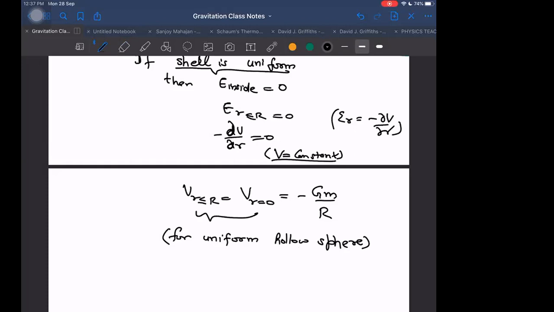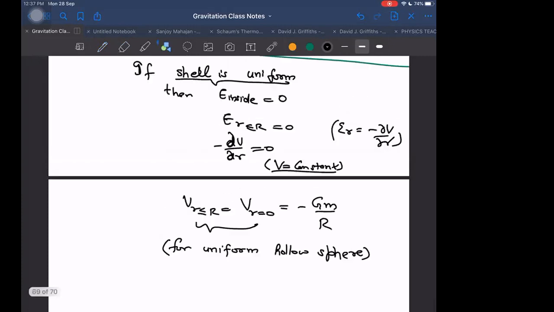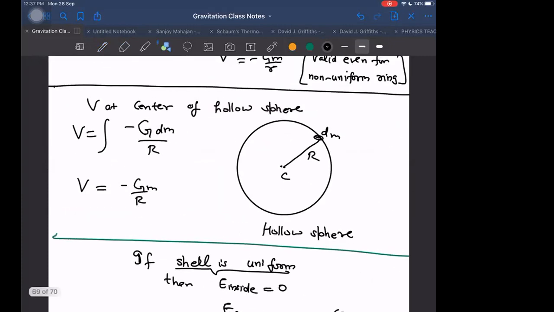So this is again very interesting and very useful, because just at one point we know, and then we can get all other points. And if it is non-uniform, then unfortunately we can get it only at the center, but at other points we don't know. It will be complicated.